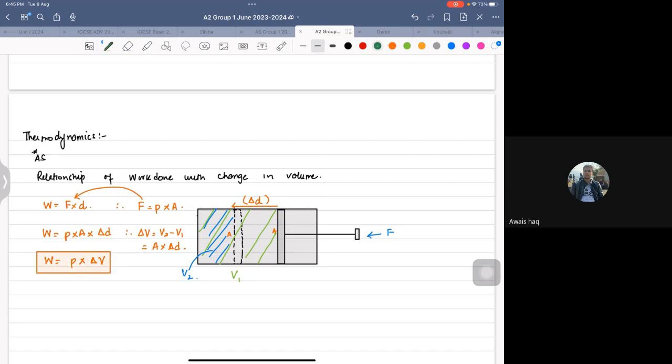The only thing we need to remember is that this formula only works for constant pressure, nothing else. Okay. If you guys have any questions, please do let me know. Okay.